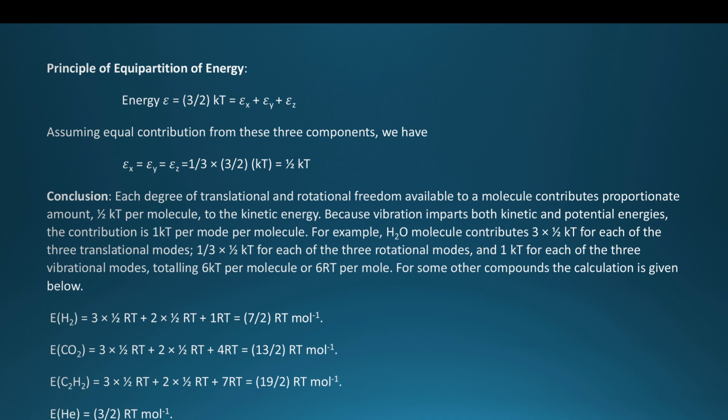Principle of equipartition of energy. Energy E equal to 3 by 2 kT equal to the sum of components Ex plus Ey plus Ez. Assuming equal contribution from these three components, we have Ex equal to Ey equal to Ez equal to one third of 3 by 2 kT equal to half kT. Conclusion: each degree of translational and rotational freedom available to a molecule contributes a proportionate amount, half kT per molecule, to the kinetic energy. Because vibration imparts both kinetic and potential energies, the contribution is 1 kT per molecule.